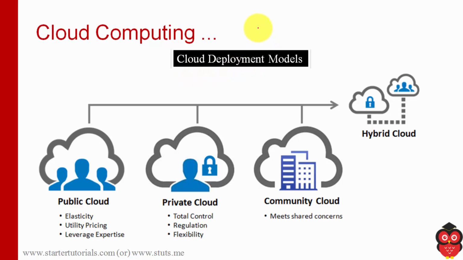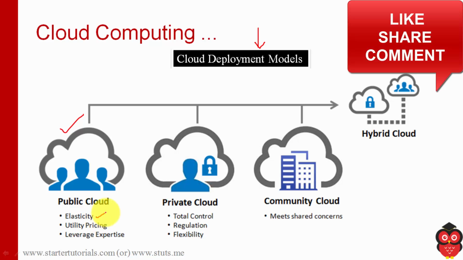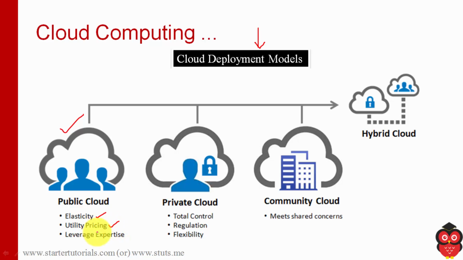And next one is cloud deployment models. Based on how cloud is created, we have different deployment models. First one is public cloud. If you are using Gmail, you are using a public cloud. Similarly, if you are using Netflix, you are using a public cloud. Different features of public cloud are elasticity, that is the resources scale up and scale down based on the demand, and you are charged based on how long you are using the resources.